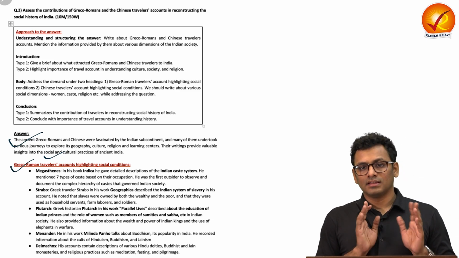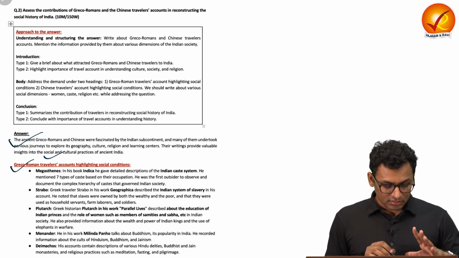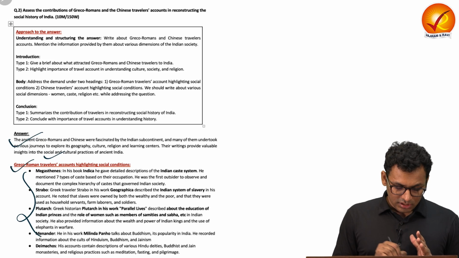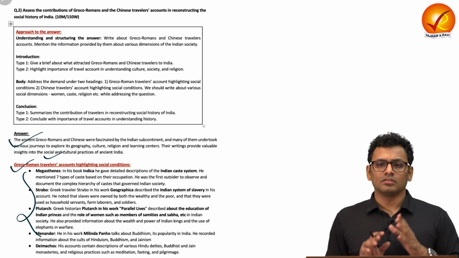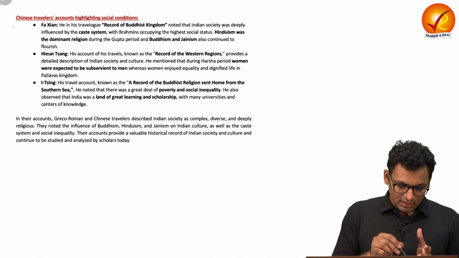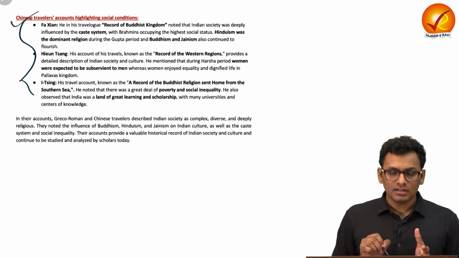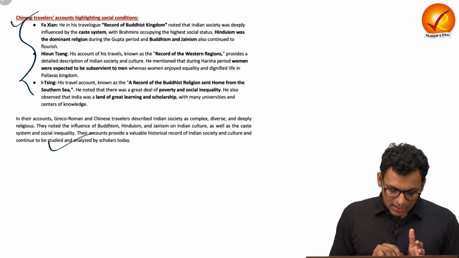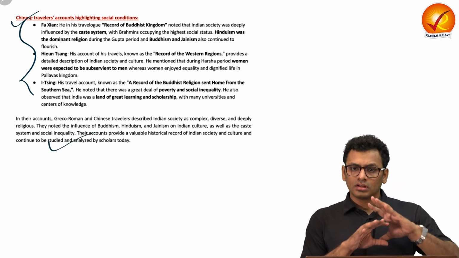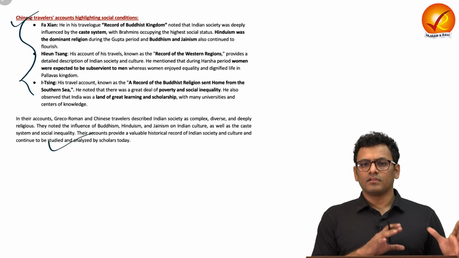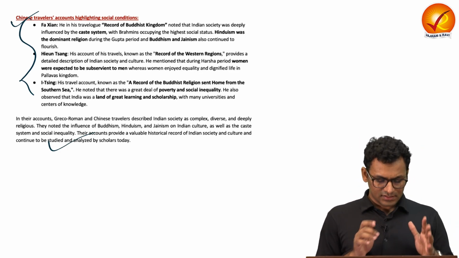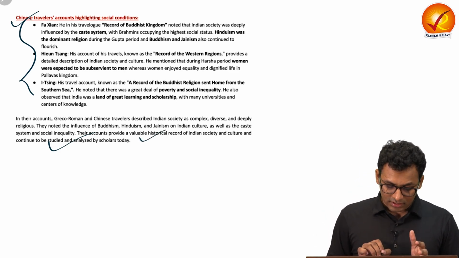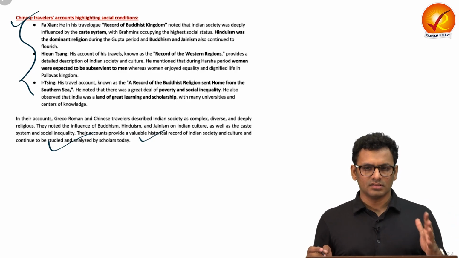Then in the body, in the heading 1, you talk about the Greco-Roman travelers, highlighting the social conditions. You list down all the travelers, their notable work and their contribution. Then for the Chinese, you do the same thing. You list down all the travelers, the notable work and the contribution. And in the conclusion, you talk about the importance of the perspective of the travelers and how it provided valuable historical records of the Indian society and the culture.